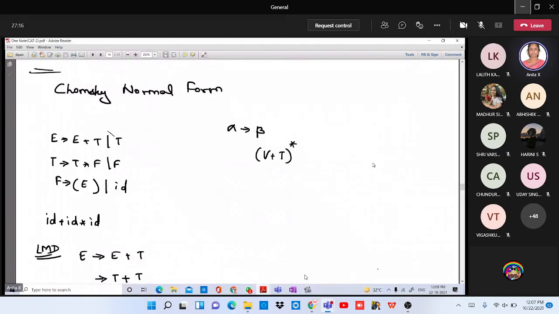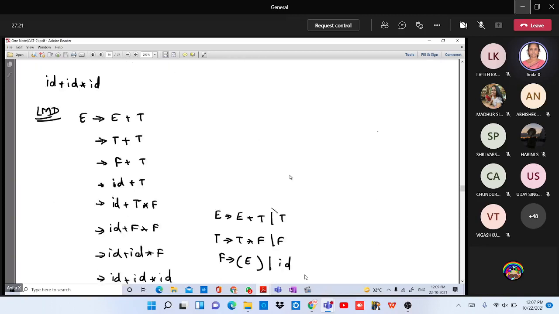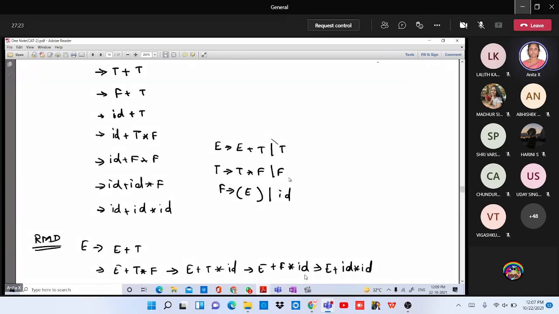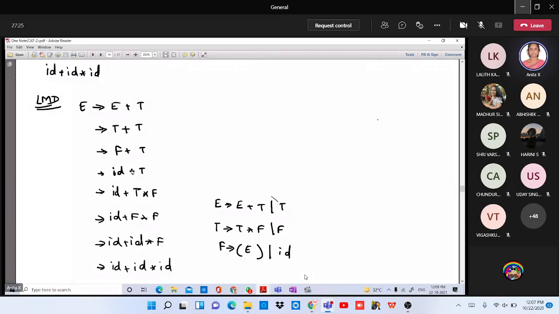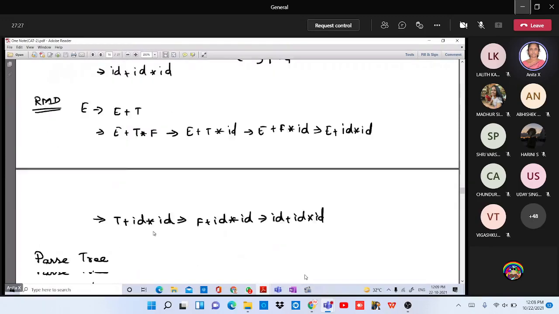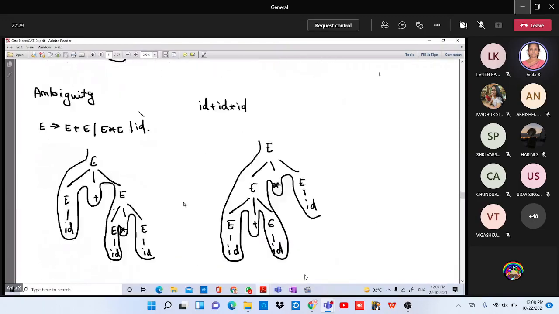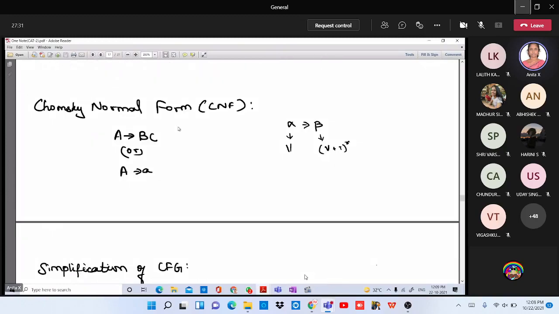Yes. Next is Chomsky normal form. So here in Chomsky normal form, we have derived the leftmost derivation and rightmost derivation. One example is here, you can make use of it. So what is Chomsky normal form? Productions can have two non-terminals or only one terminal symbol.